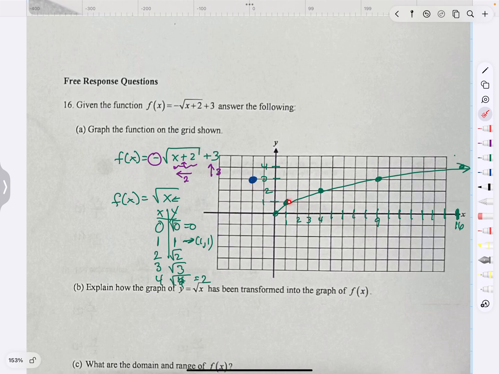Get my laser pointer again. And I'm going to do this with the next point. I'm going to flip it upside down. That's the negative sign out front. So it flips over the x-axis. It goes left by 2, and then up by 3. Right there.